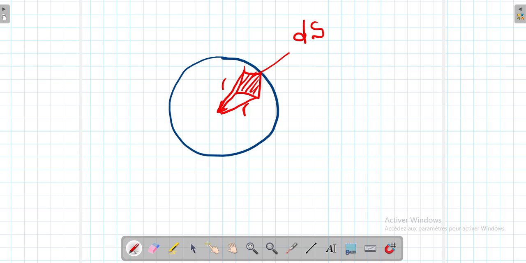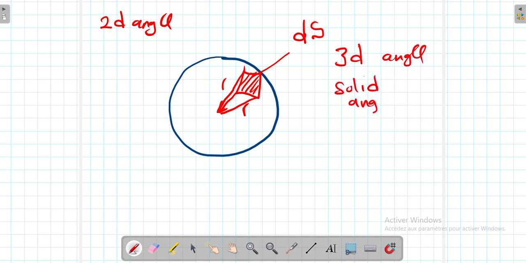So the plane angle, the one that you're familiar with, is a 2D angle. Now the solid angle is 3D. Imagine this sphere is in 3D. As you can see, I'm trying to do my best. So the angle here will also be in 3D. It won't be a plane angle. This 3D angle is called the solid angle.